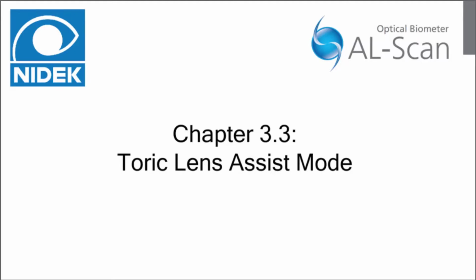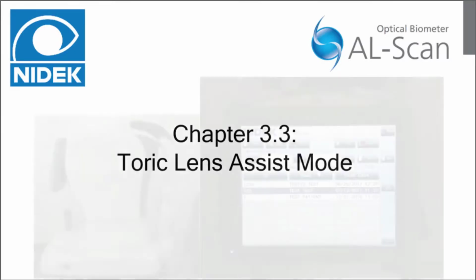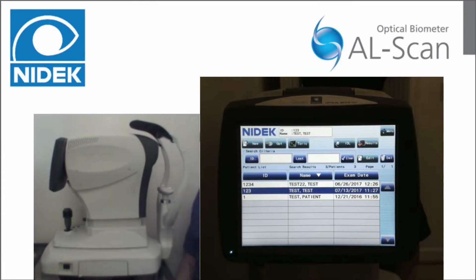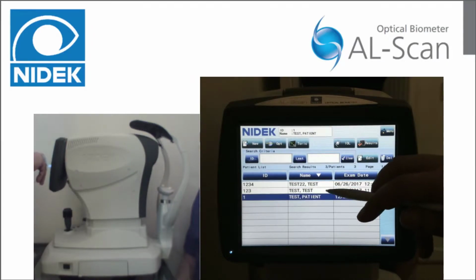Chapter 3.3 Toric Lens Assist Mode. An anterior segment image is overlaid with the steepest and flattest meridians to measure the angle between the meridians and markers, so as to use the value as a reference for toric IOL implantation. First, select or enter the patient information in the Patient List screen.